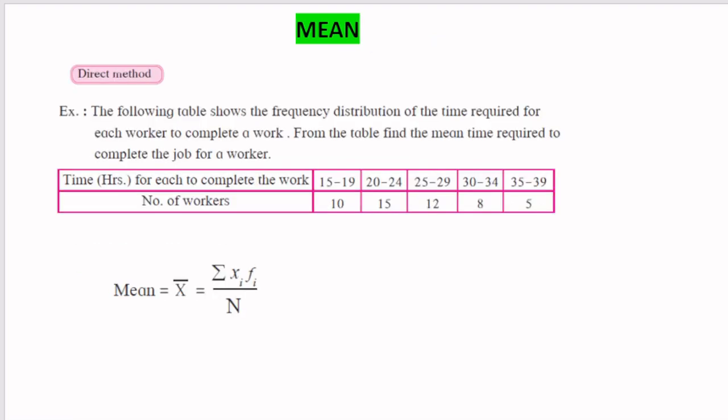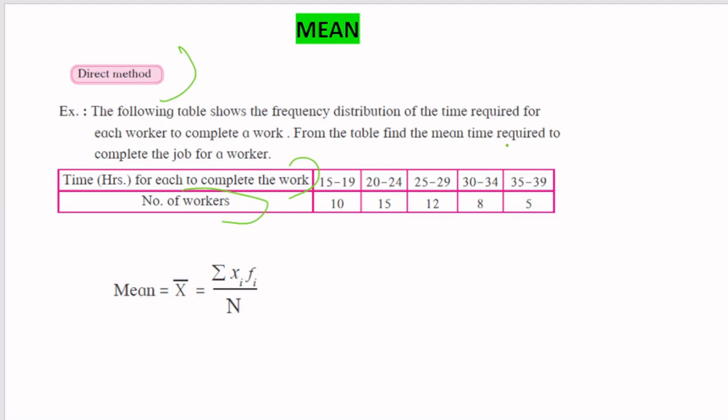We'll start with the direct method. In the direct method, you will be having this kind of table. Let's see what this table is all about. The following table shows the frequency distribution of time required for each worker to complete a work. The number of workers is given and time is given. From the table, find the mean time required to complete the job of a worker.